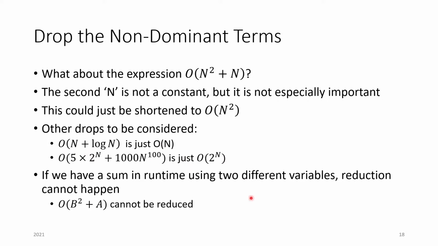Similarly, if you have two different variables where the variables do not have a relationship between each other, you will actually have to state those variables in your order. So, for instance, if B and A here have no relationship between the two of them, you leave the order as is. So it's going to be O of B squared plus A. That cannot be reduced. That's your final answer.